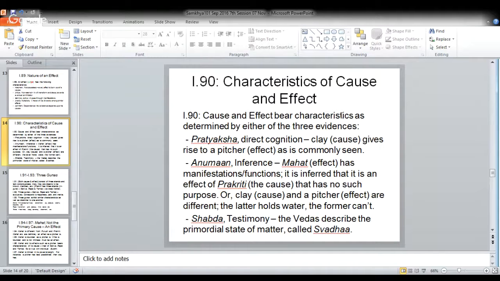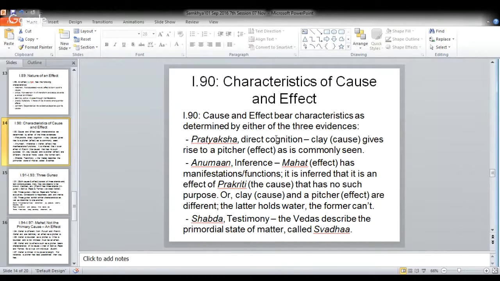So again, there are three evidences he has taught us already, and now he is going to tell us that cause and effect and their characteristics and interrelationship can be studied through the three kinds of evidences. And that's what he's trying to tell us here. Cause and effect bear characteristics as determined by either of the three evidences.